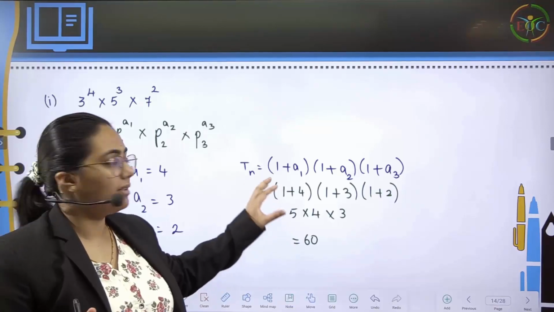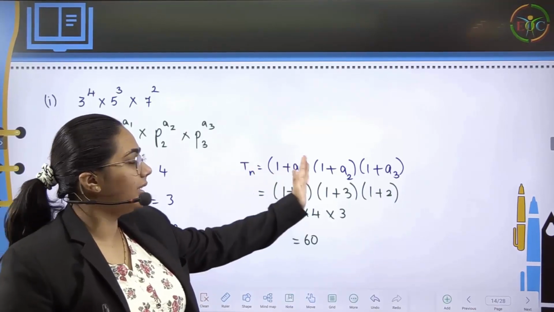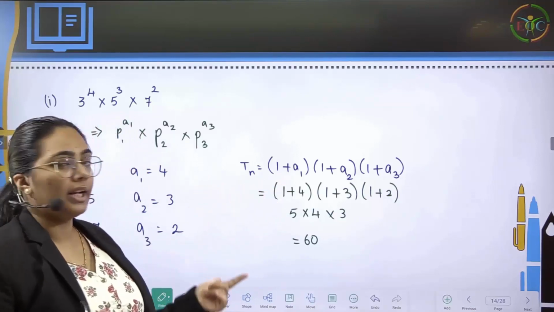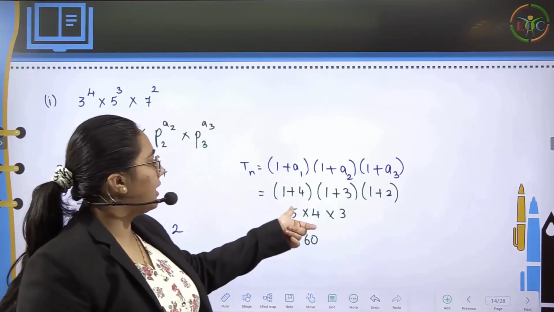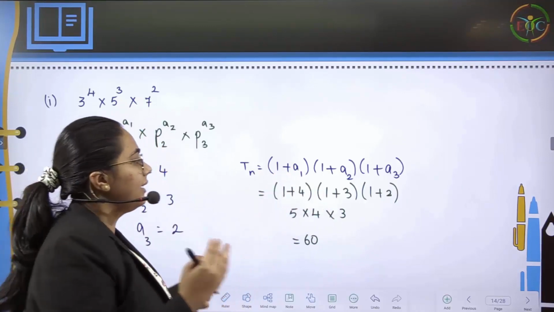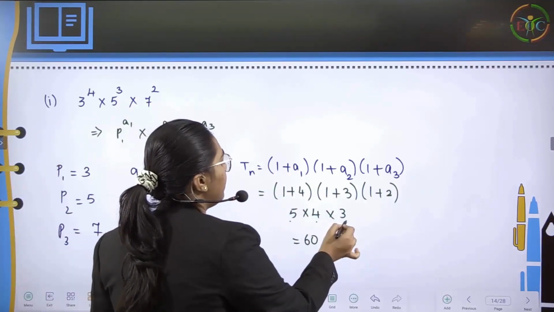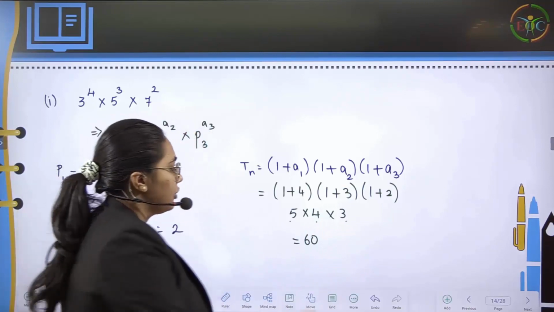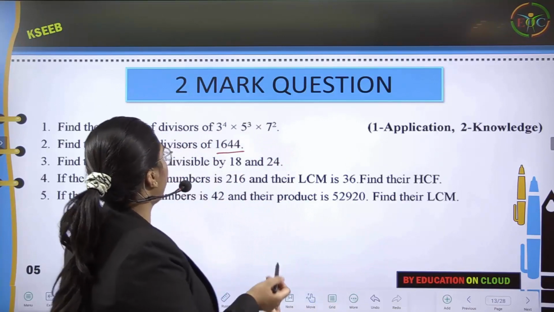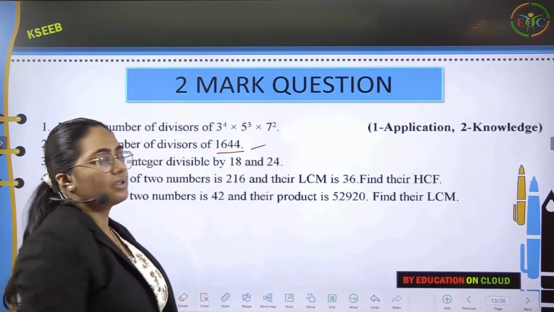We find that as 1 plus a1 into 1 plus a2 into 1 plus a3. So a1 value, a2 value, a3 value we know. So when I substitute that, 1 plus 4 into 1 plus 3 into 1 plus 2, I'll be getting 5 into 4 into 3, which is going to be equal to 60. Right. In the same manner, I have to find the number of divisors for this question also.